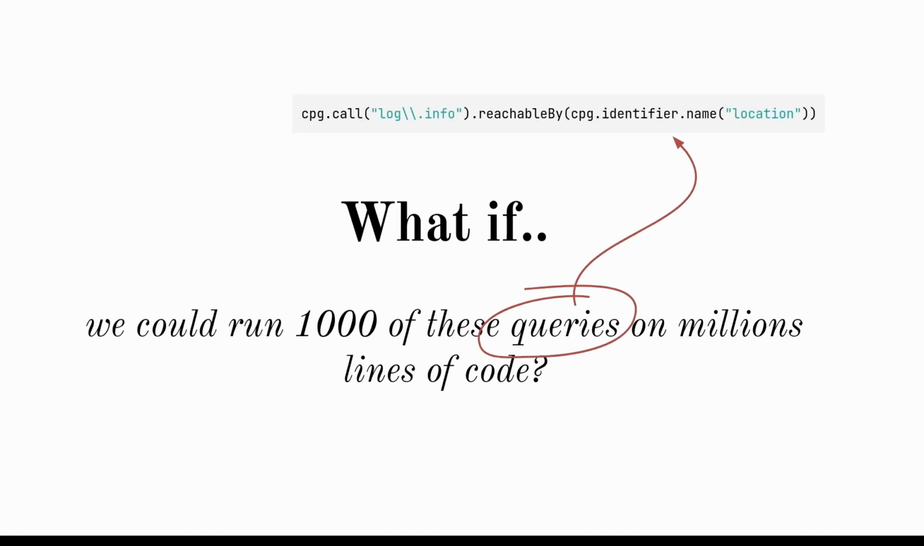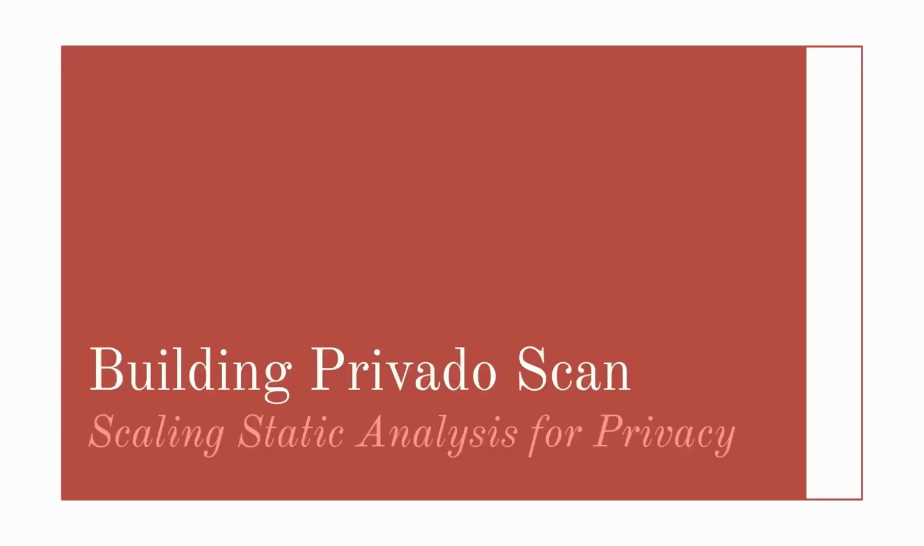What if we could run thousands of these queries on millions of lines of code? We get insights about it, and we can get privacy insights about it. Is this kind of PII data going to leak to this log, to this file, to this database? You can make permutations, and then interesting stuff happens. And that's what we did with this tool that we have built called Privado Scan.